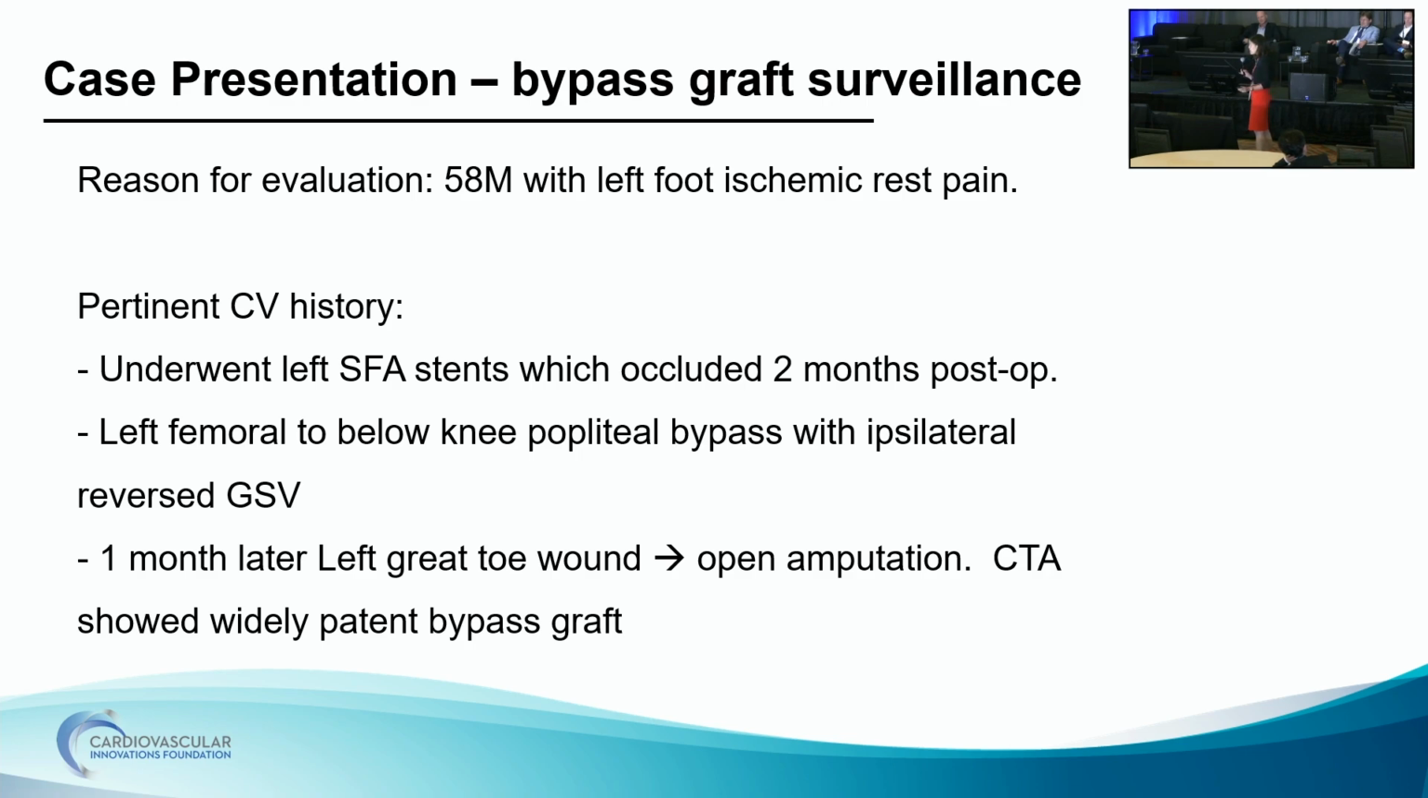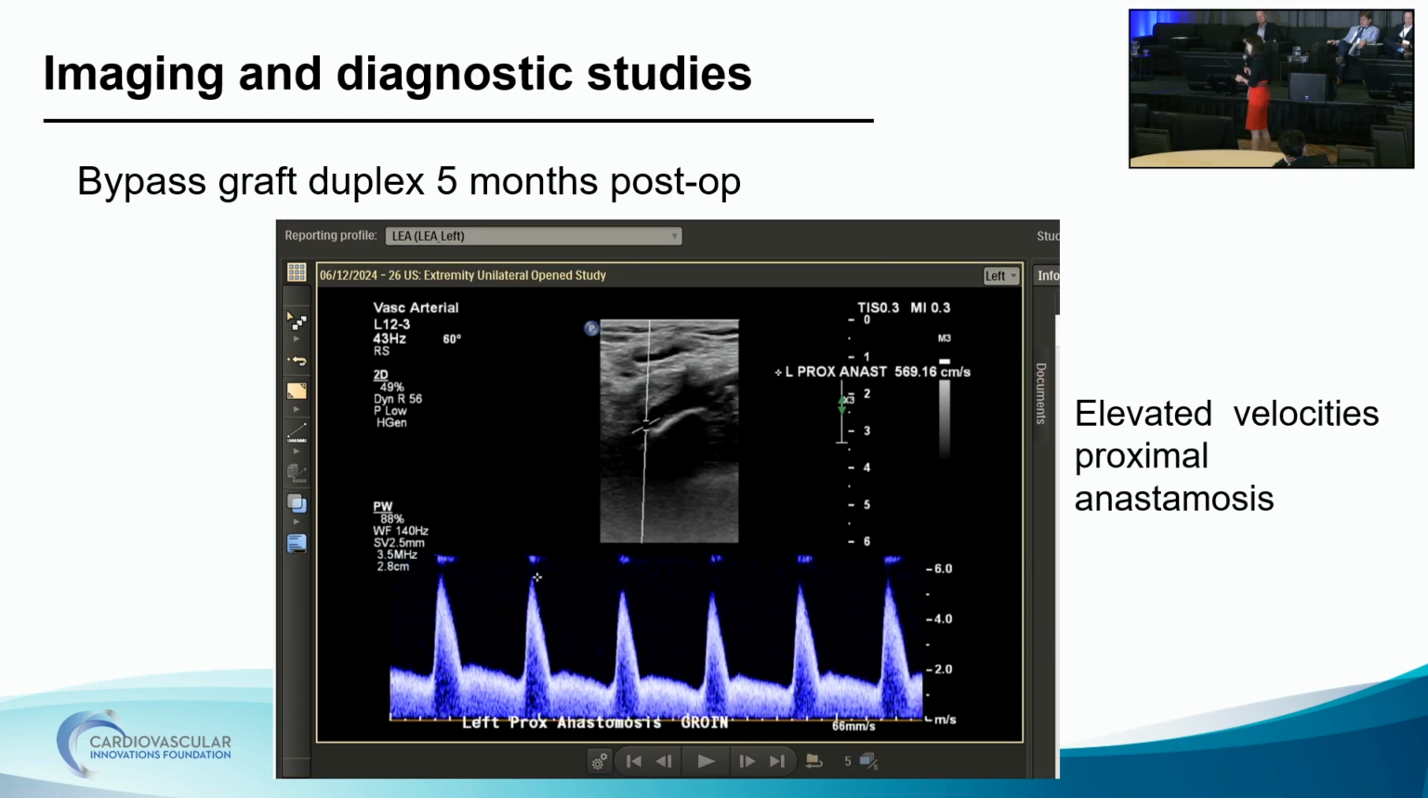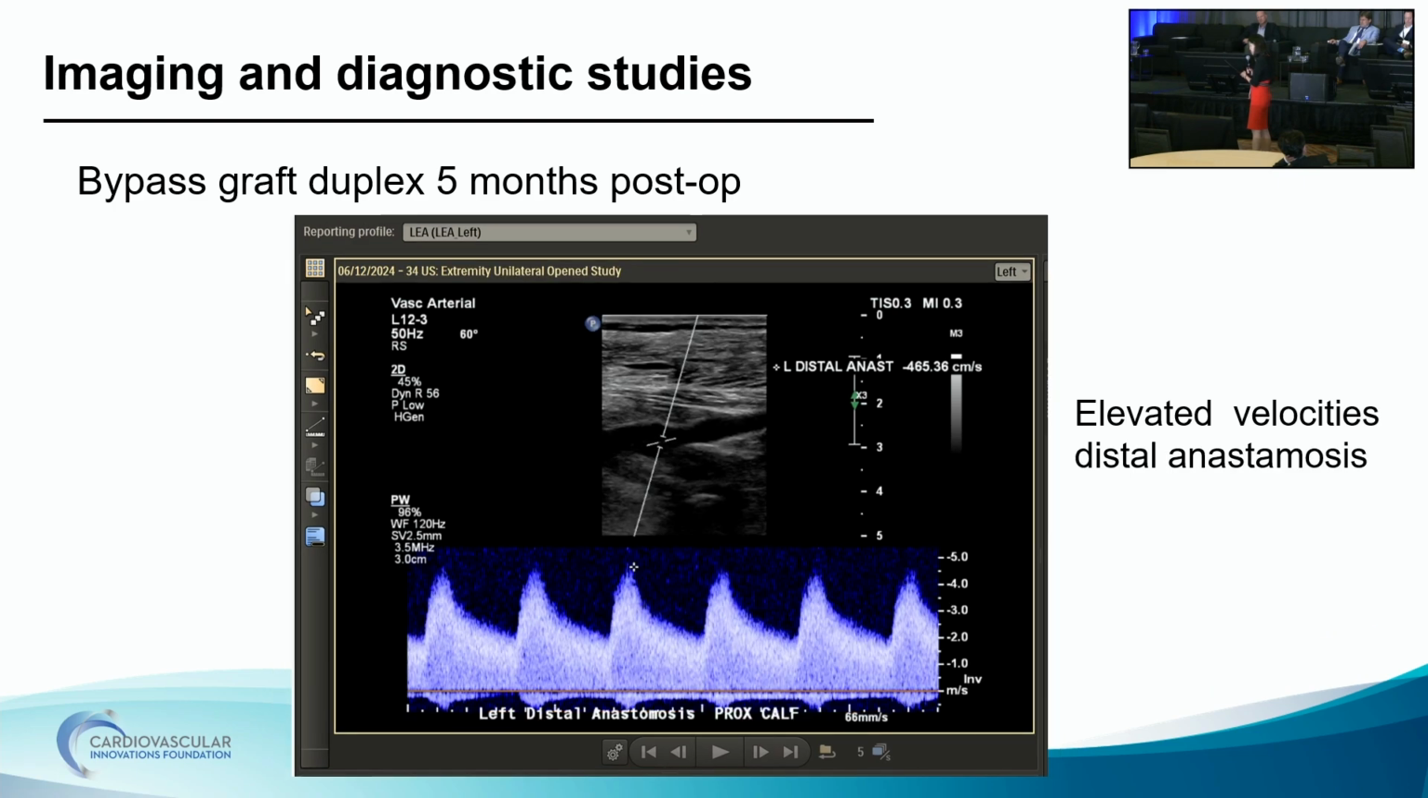It was wide open, anastomoses were wide open, distal runoff was good, and he did fine from his open toe amp. He finally showed up 5 months later for his surveillance duplex, and interestingly, he had elevated velocities. I don't know if you can see the number, but it's like 500 in the common femoral, and elevated velocities in the proximal anastomosis, and elevated velocity at the distal anastomosis with all of this spectral broadening. Anybody who does vascular lab reading, you can see all of this is filled in here. This is not generally a good sign.